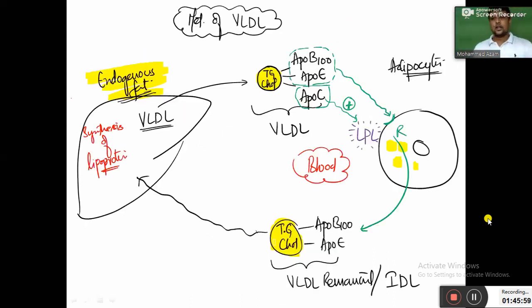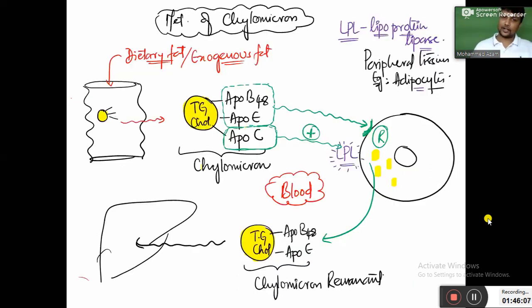Is it okay? Who is going to handle the endogenous fat? Endogenous fat will be handled by VLDL. And who is going to handle the exogenous fat? Exogenous fat will be handled by chylomicron. Chylomicron handles exogenous fat, and VLDL handles the endogenous fats. Is it okay? These two diagrams will make the entire topic easy, and you'll be able to solve every MCQ that comes in the exam.